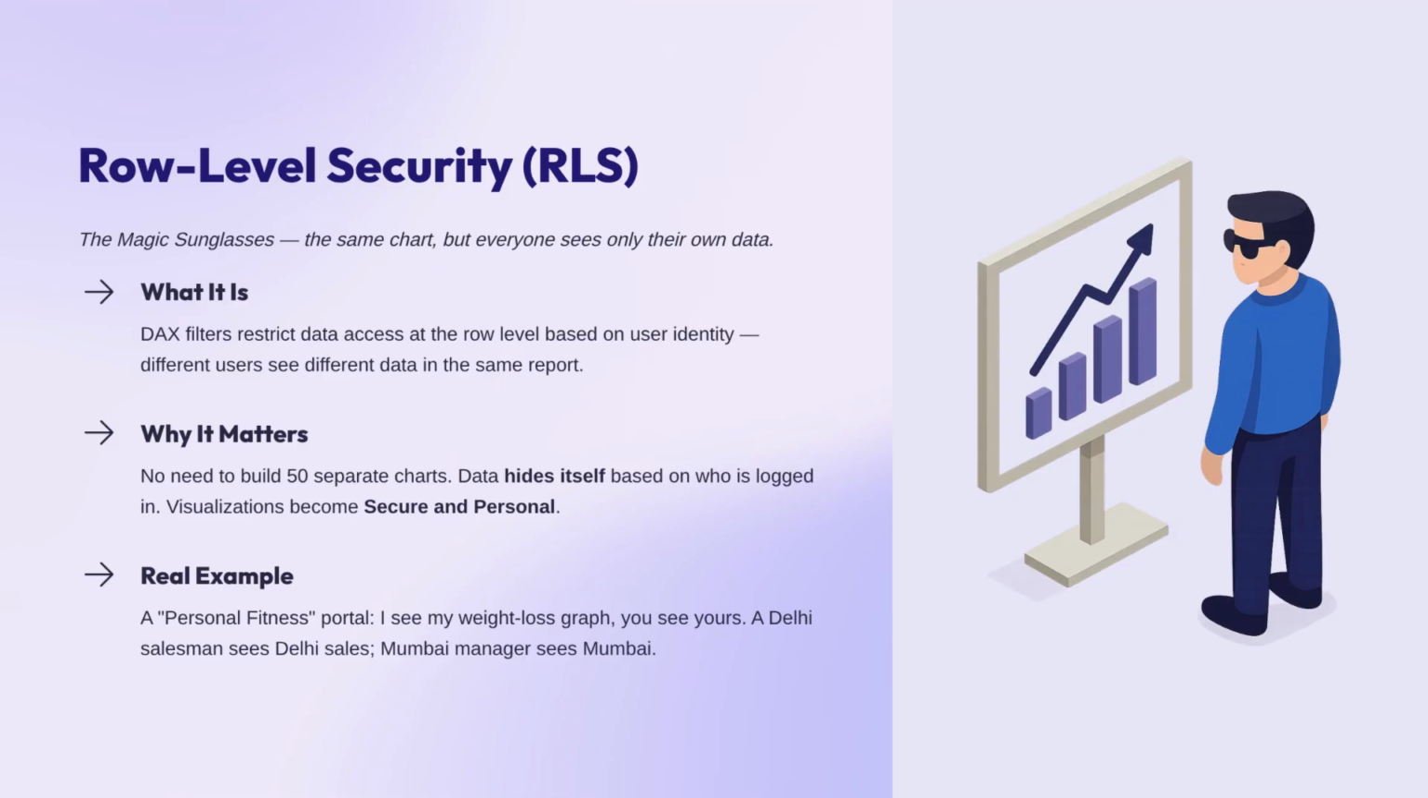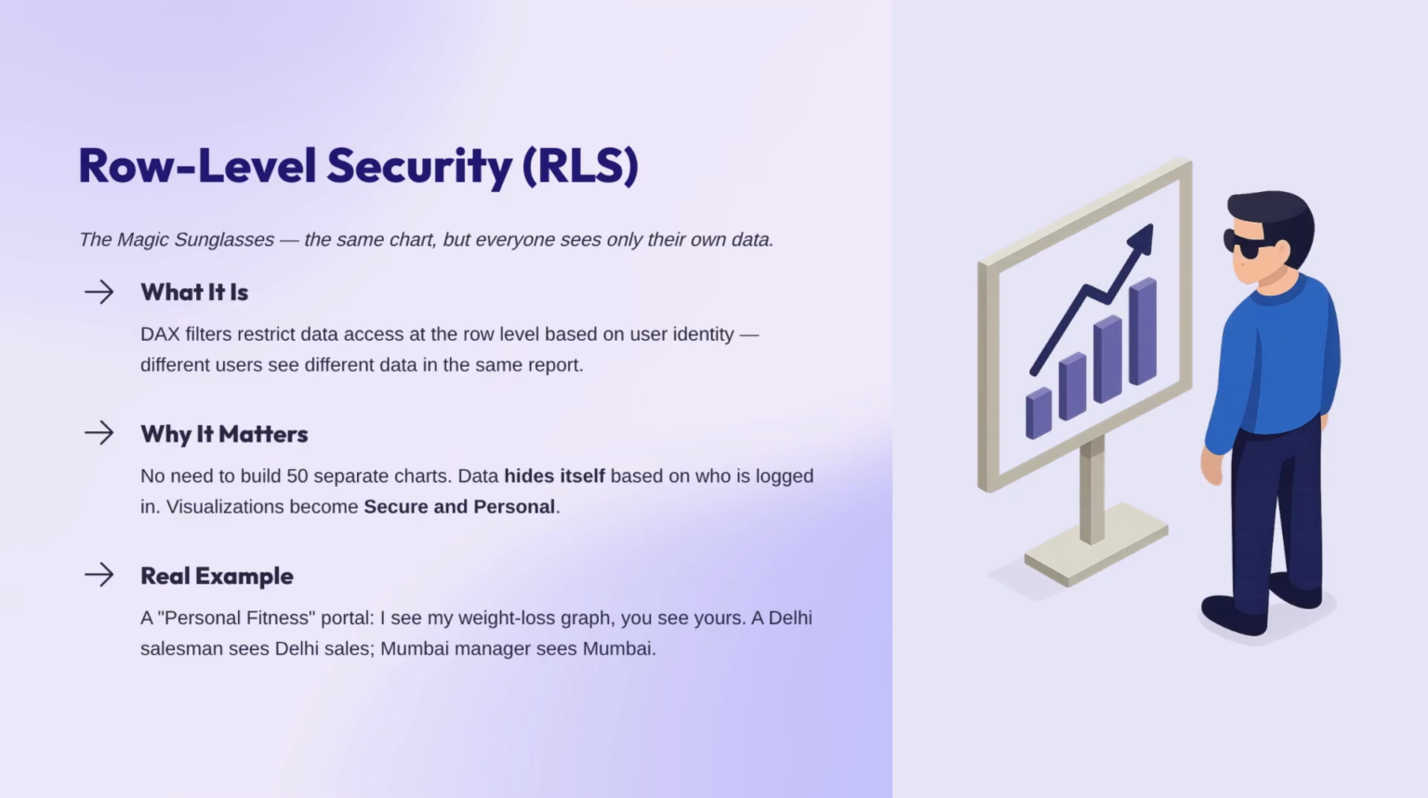Imagine everyone in the company looks at the same global sales chart. But when a salesman from Delhi puts on his Delhi sunglasses, the chart only shows the Delhi sales. When the manager from Mumbai looks at it, the chart automatically switches to Mumbai. You don't have to build 50 different charts. The data hides itself based on who is logged in.